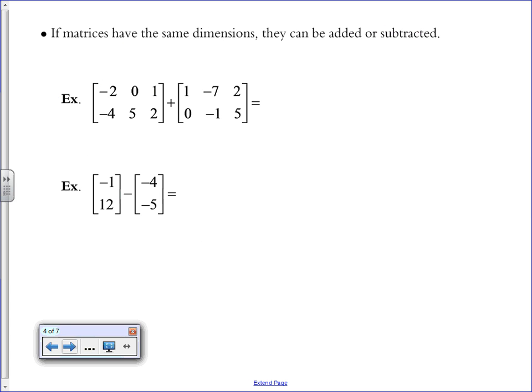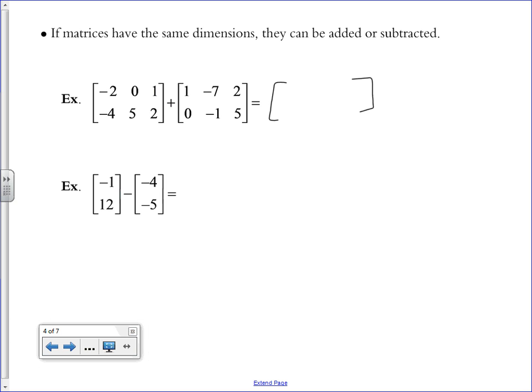If matrices have the same dimensions, and that's why we did that first, they can be added or subtracted. If the rows and columns aren't the same, then you can't add or subtract the matrices together. In this first example, both matrices have 2 rows, 3 columns. So they're both 2 by 3, which means I can add them together. And my final answer will also be a 2 by 3 matrix.